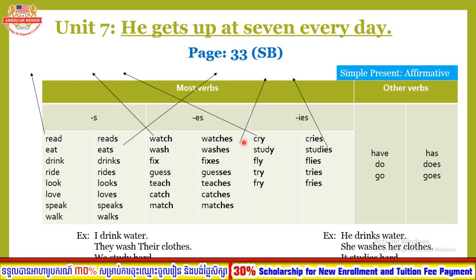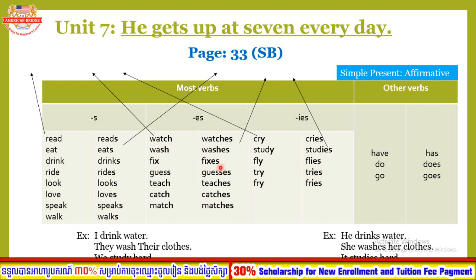Good. One more case: we change the verb that ends in a consonant and y. So we need to delete y and add ies. Do you see here? I said cry, so we need to delete y and then add ies. Study, we delete y and add ies: studies. Fly, we need to delete y and add ies: flies. Got it? Try, so we need to delete y and add ies: tries.